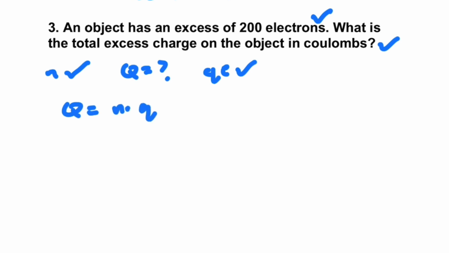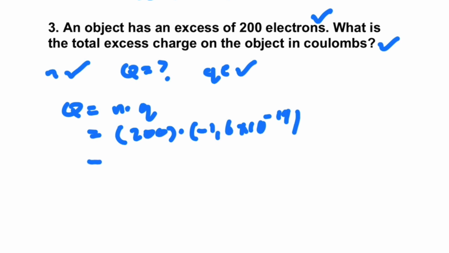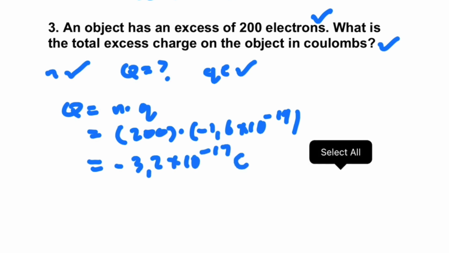So what is N? N is the number of electrons in excess. In our case, 200. And Q is the elementary charge of an electron. So we have minus 1.6 times 10 to the minus 19. This is equal to minus 3.2 times 10 to the minus 17 coulombs. So there we go. That will be the total excess charge of an object with an excess of 200 electrons. This is how you apply the principle of quantization of charge.